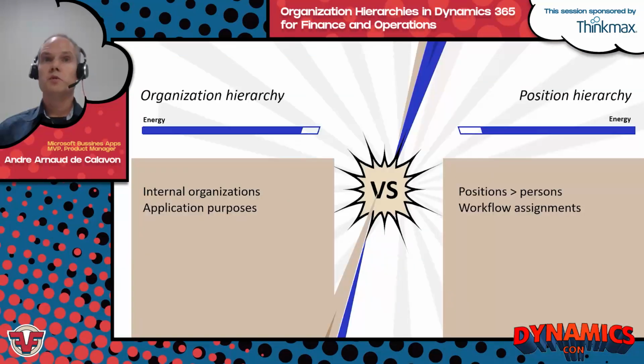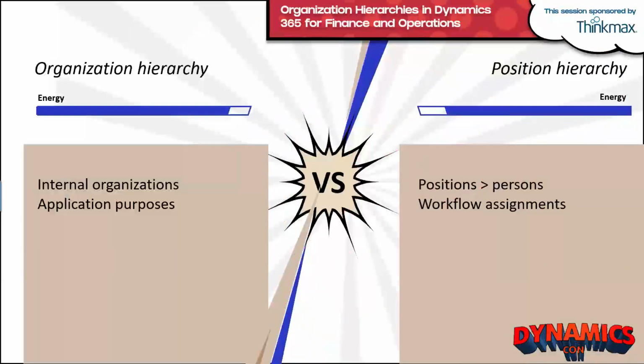A quick comparison between organization hierarchy and a position hierarchy. Both are hierarchies, but they have a totally different purpose in the system. The organization hierarchy is more about the internal organizations, how they are grouped together and how you want to look at it. For the position hierarchy, it's all based on positions, and a person can be linked to a certain position. So in that way, the position hierarchy will be used to determine a managerial hierarchy, for example.